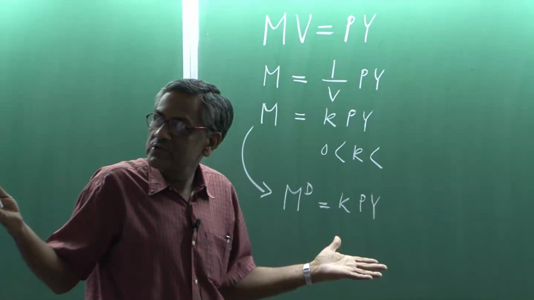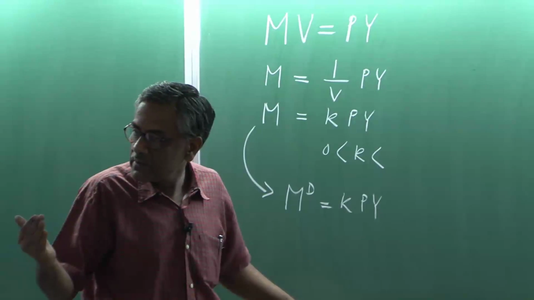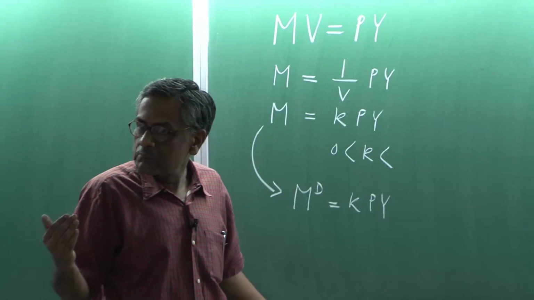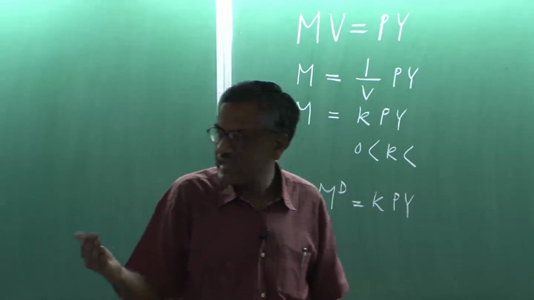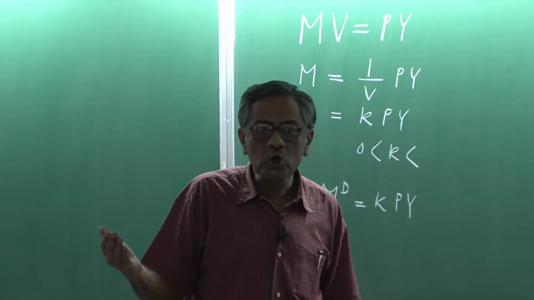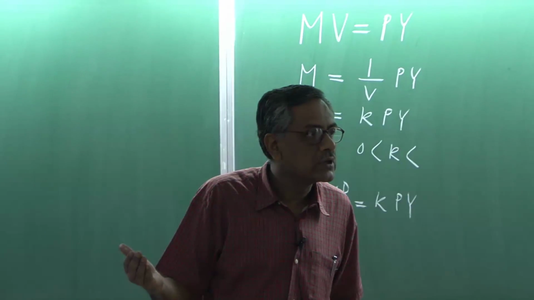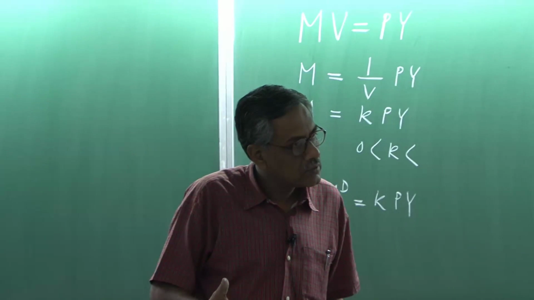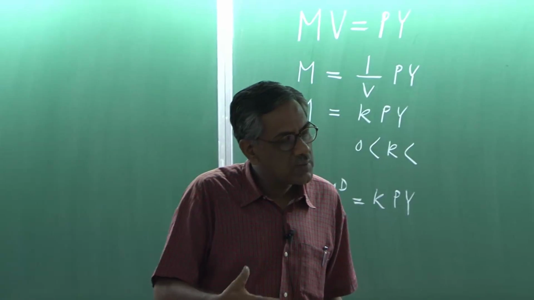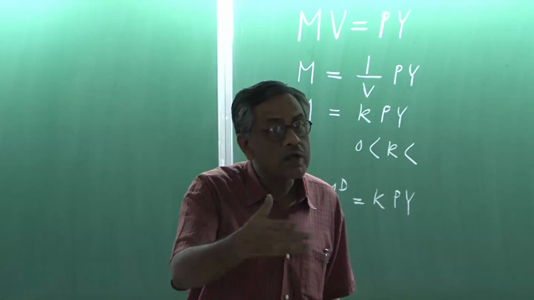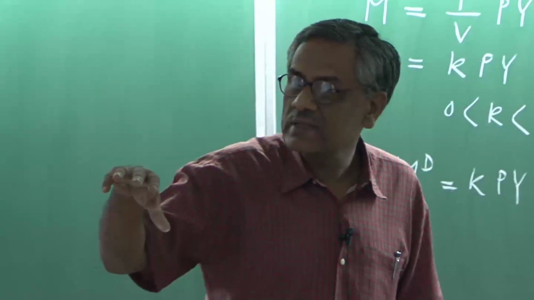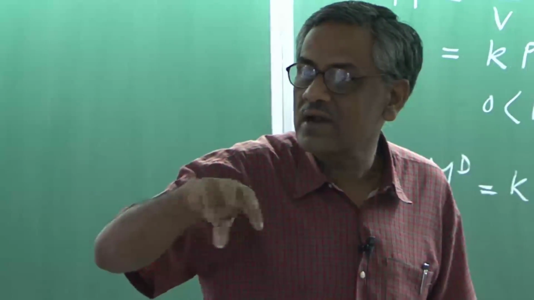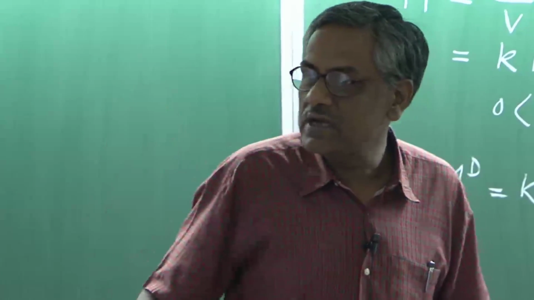Completely different interpretation. How much money do people demand? It's a proportion, a fraction, as a matter of fact, k is less than 1, of the total nominal income of the country. How much income I have will determine how much money I demand to buy goods and services. So, Fisher's equation, like a clever person, I turned it around and it becomes a demand for money function.